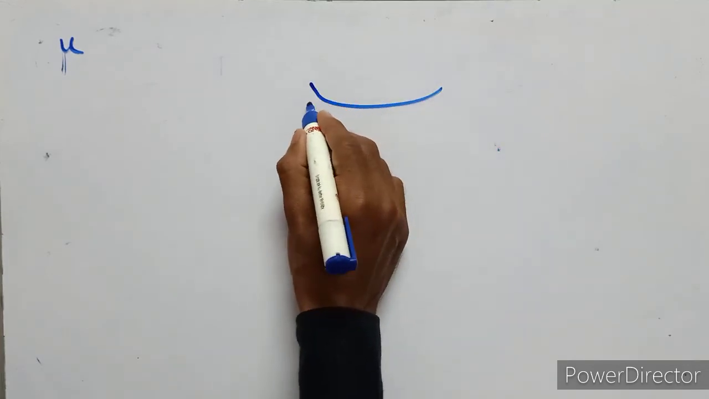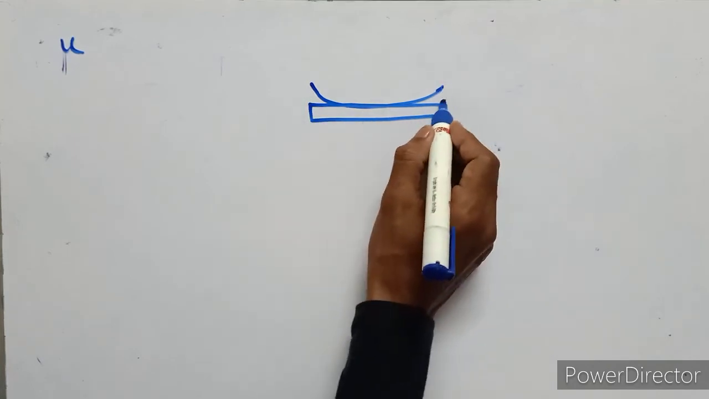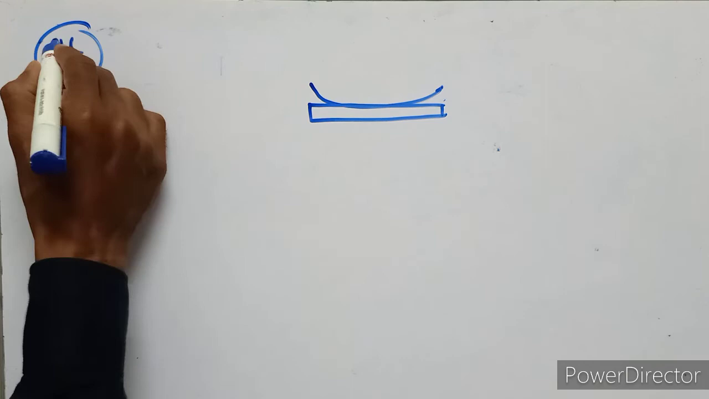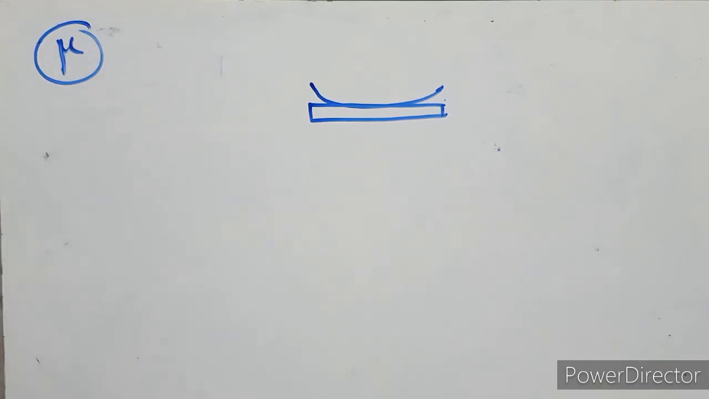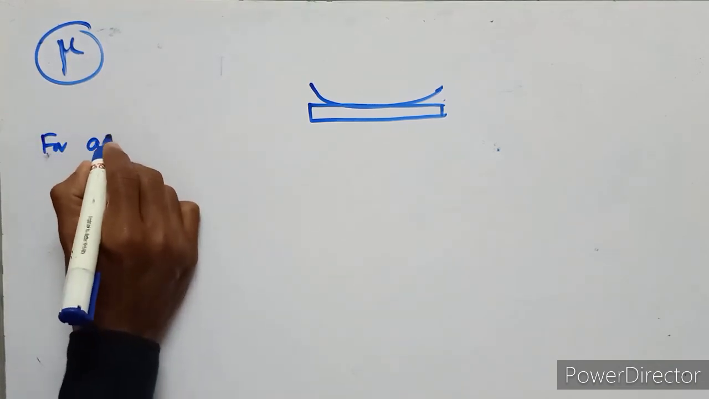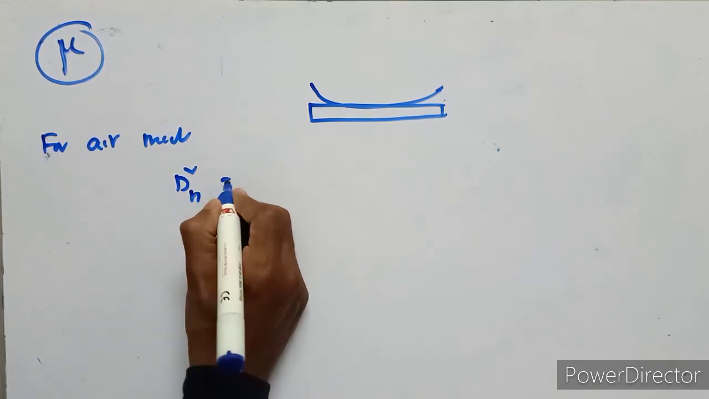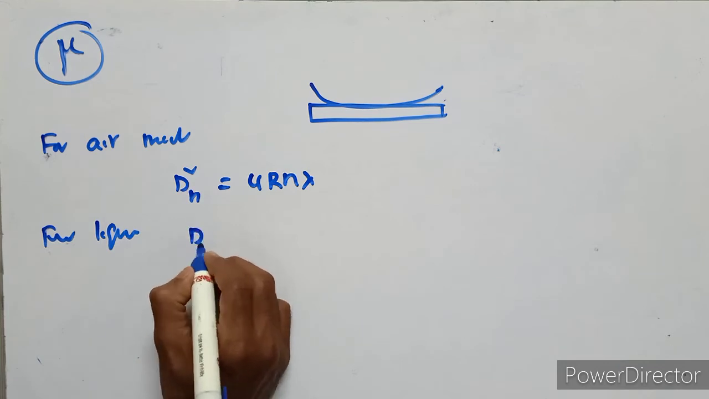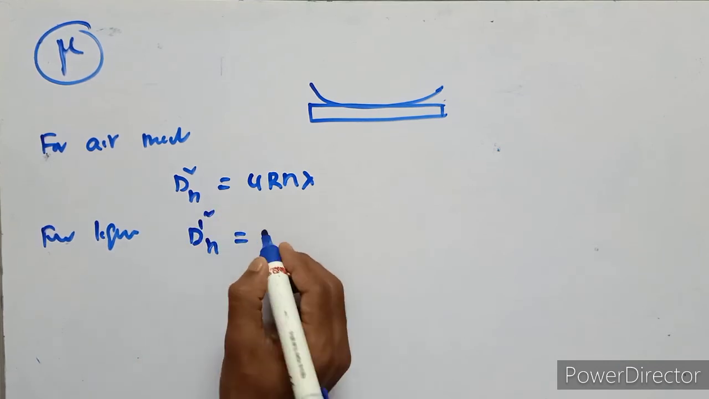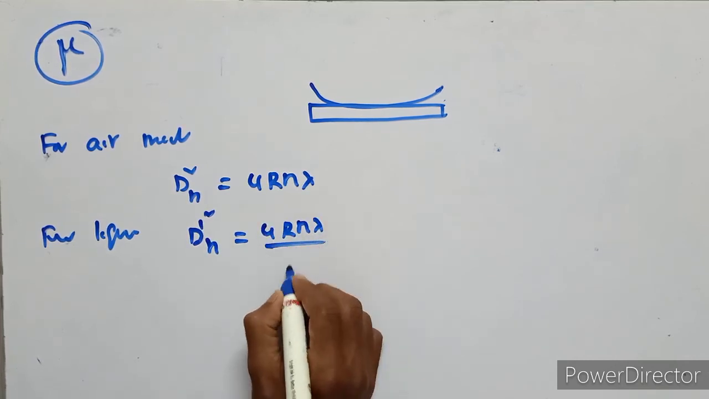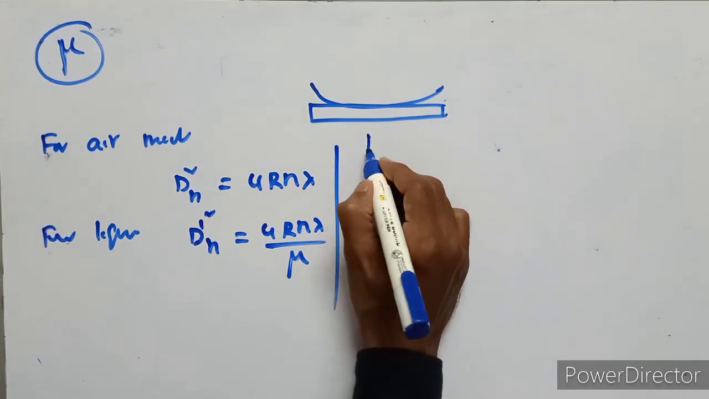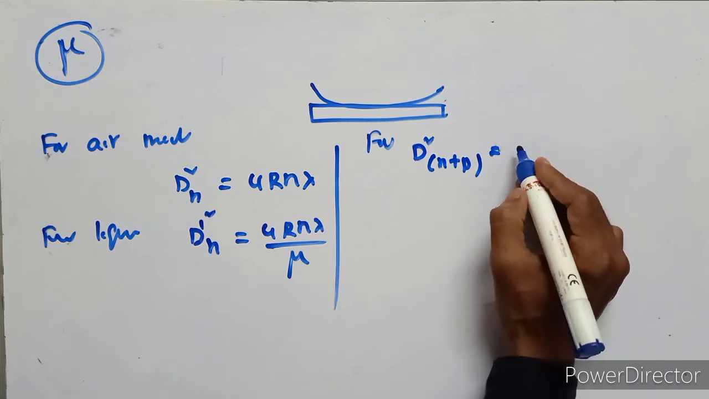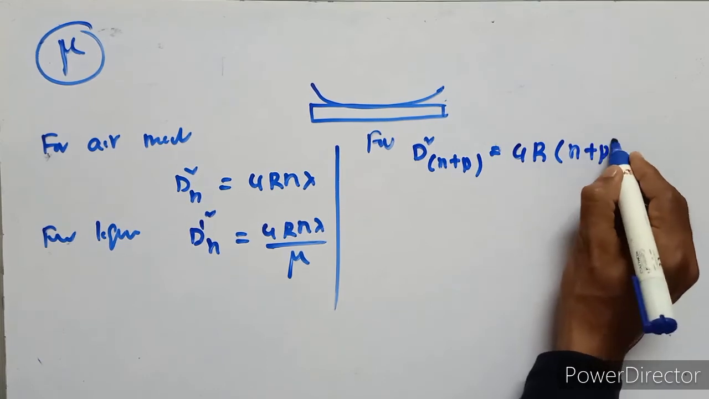Now we have to calculate the refractive index. Generally, the plano-convex lens lies on a glass plate with an air medium. Let us consider this space filled with some liquid having refractive index μ. For the air medium, D² at n = 4Rnλ. For the liquid, D'² at n = 4Rnλ/μ. For the air medium, D² at n+p = 4R(n+p)λ.